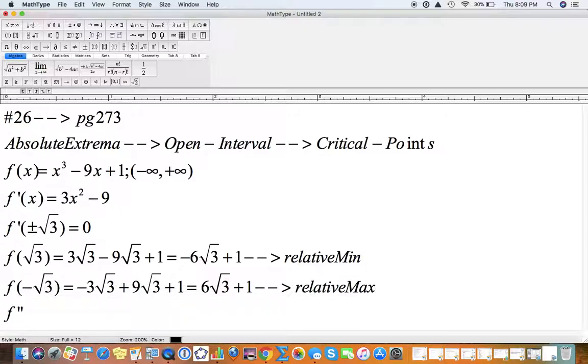I can use the second derivative, which is going to be 6x. If I put a positive square root of 3 in here, I get a positive number, which means it's opening up, which confirms it's a relative min. If I put the negative square root of 3 in here, it's a negative number, which means it's opening down, and I have a relative max.